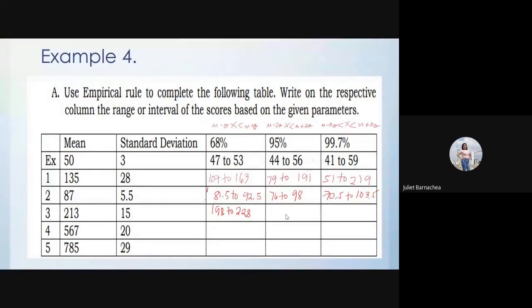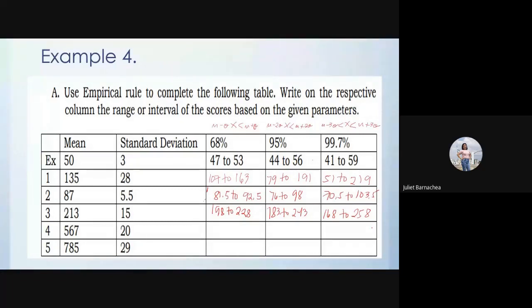95%. 213 minus 2 times 15. 183 to 243 is correct. 183 to 243. Check. 99.7%. 213 minus 3 times 15. Sige, wala pang nagbibigay ng sagot. 99.7%. 168 to 258. Check. Shekinah is correct. 168 to 258. Yun. Kakasunod sila. That's good.